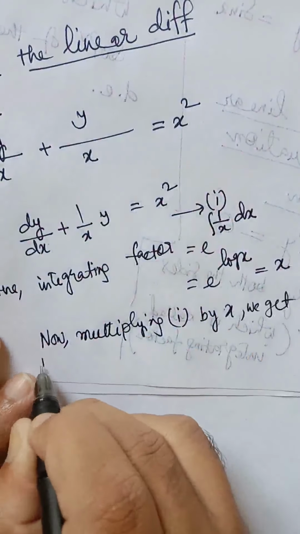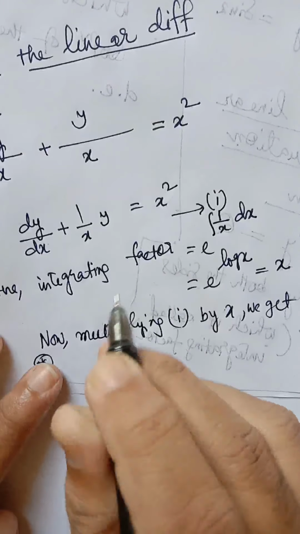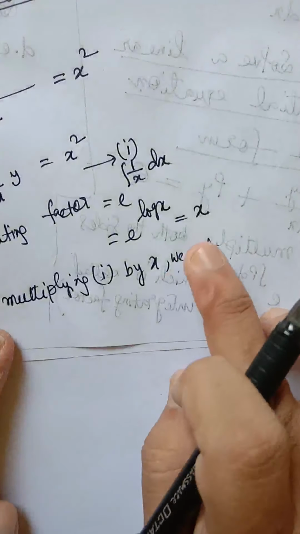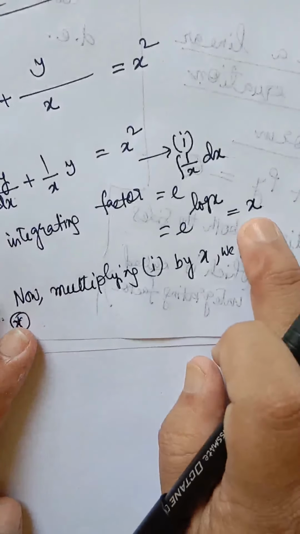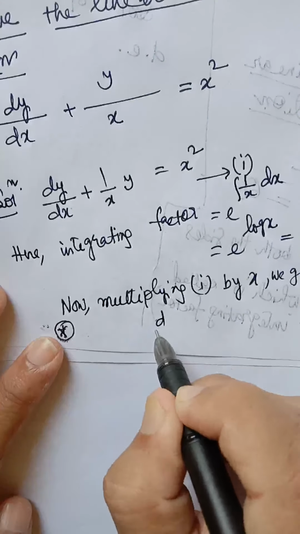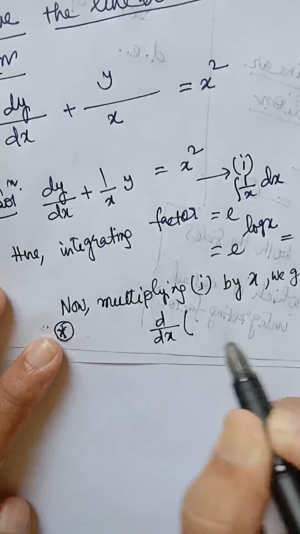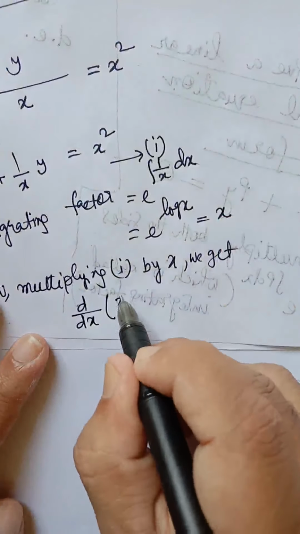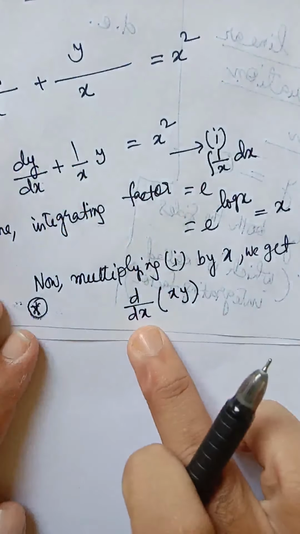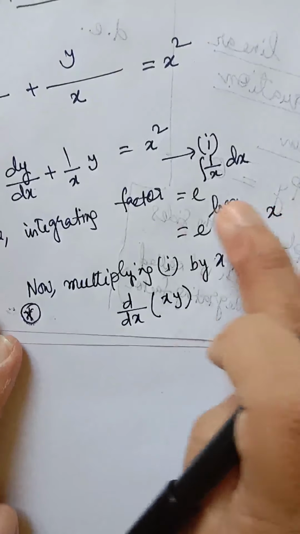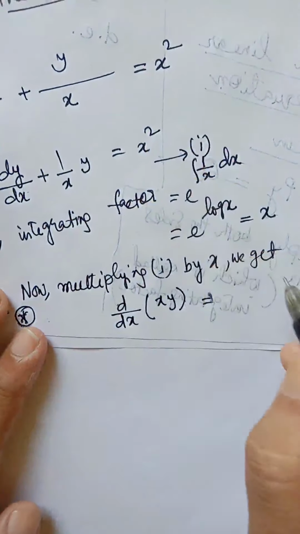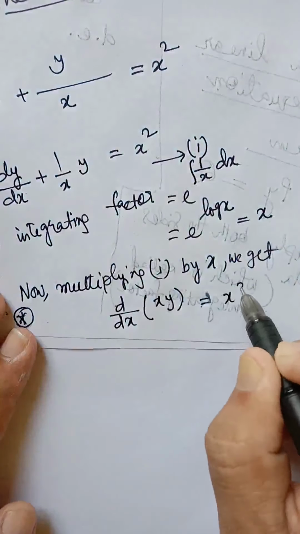Remember, this is a very important step. Whenever we multiply a linear differential equation by the integrating factor, the left hand side will become the derivative of the integrating factor into y. Remember this: the left hand side will become the derivative of integrating factor, which is x, into y. The right hand side is x square, and multiplied by x it will become x cube.